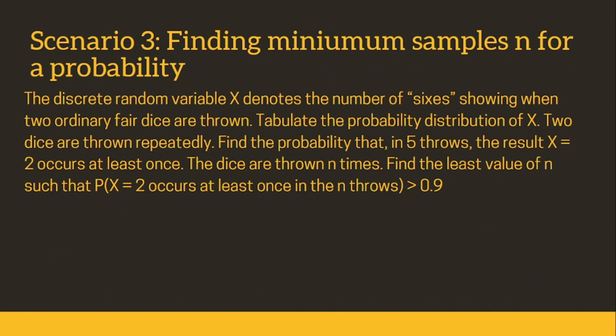Then another question will be finding the minimum sample n to get a certain probability. In this case, a discrete random variable X denotes the number of sixes showing when 2 ordinary dice are thrown. Calculate the probability distribution of X, and then 2 dice are thrown repeatedly. Find the probability that in n throws, the result X equal to occurs at least once. And given that the dice are thrown n times, find the least value of n such that X equal to occurs at least once in the n throws.